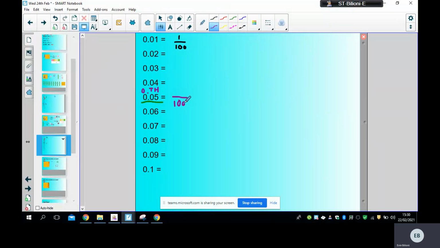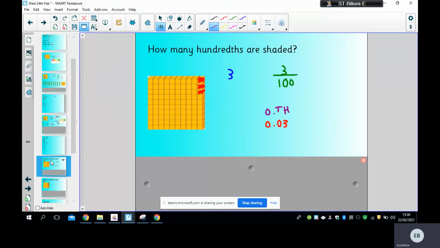How many hundredths do we have? Well, let's look at our column. We have 5. We have 5 of those hundredths. So 5 hundredths. If we read it out loud, 5 hundredths.